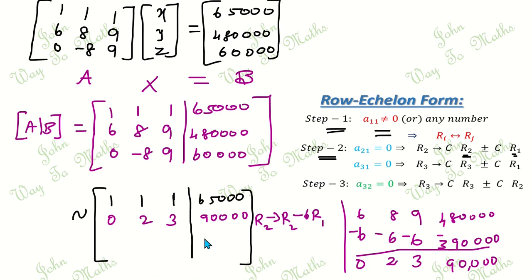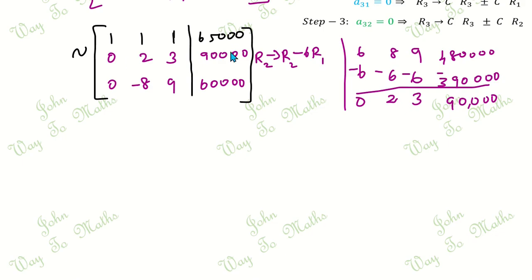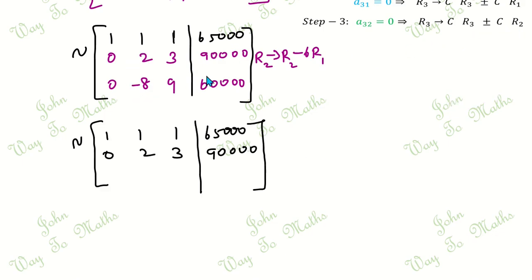Then R3 becomes, already the third row first element is 0. So here there is no change. So I'm going to enter row 3 directly: 0 minus 8 9 60,000. Then in the third step, the third row second element has to become 0. So I'm going to enter the first two rows. Now I'm going to compare, the third row second element has to be brought to 0.